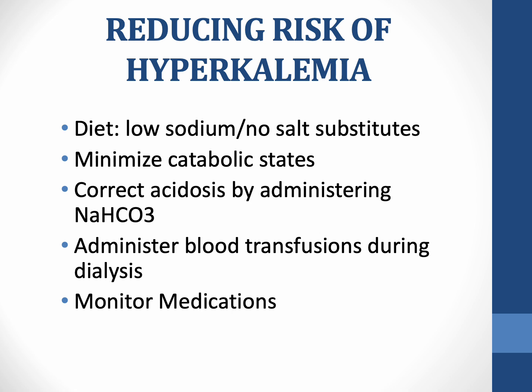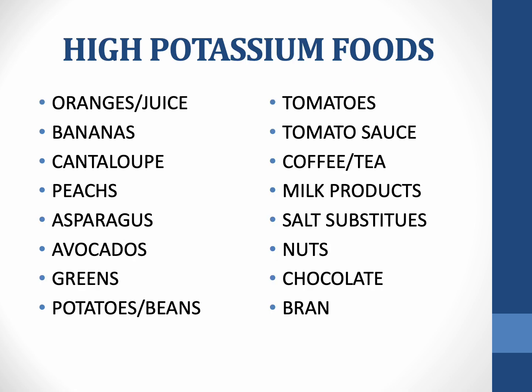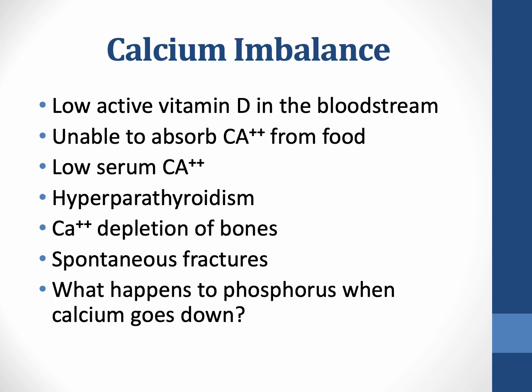Preventing catabolic states is crucial as cellular destruction releases potassium. Additionally, managing acidosis is key since it can exacerbate hyperkalemia. Here are examples of high potassium foods. Please familiarize yourselves with this list.